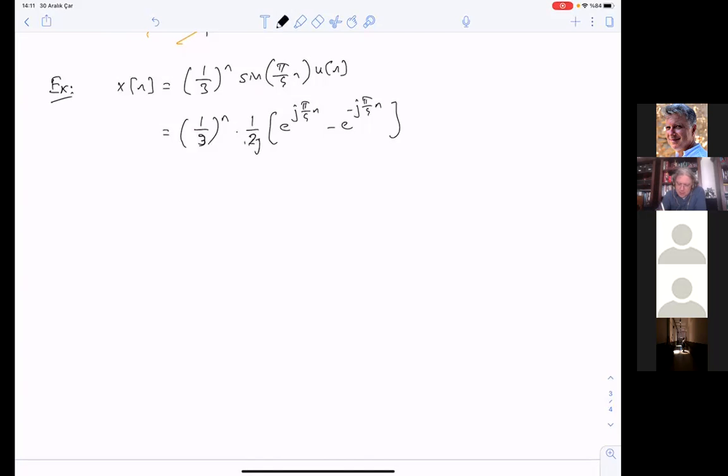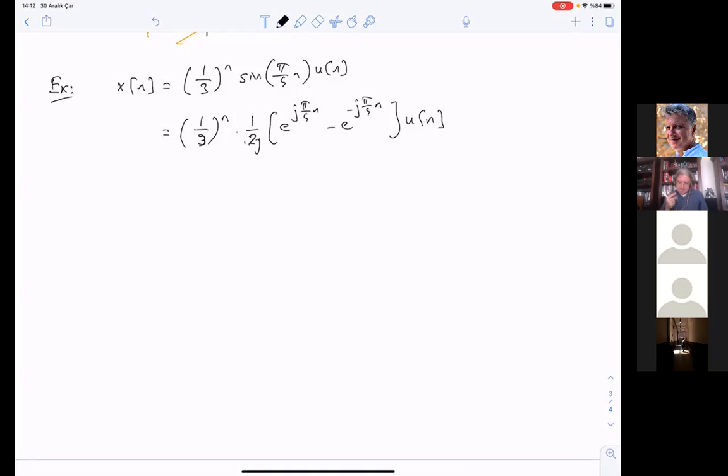So e to the j pi over 4n is actually meaning that it is to the power n of a number, which is e to the j pi over 4, which is just a complex number. Its value is a. So these terms share the common concept of something to the power n. And as long as we have something to the power n times u of n, of course, there's a u of n at the end. If there's no u of n at the end, things are different. We will come back to that.